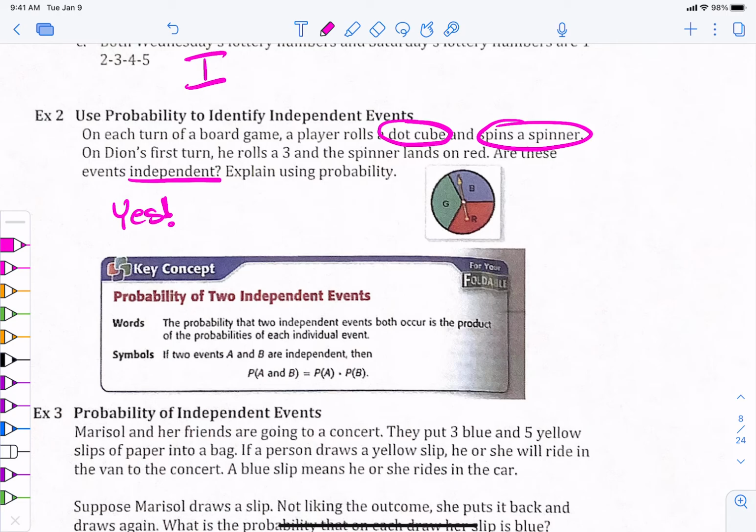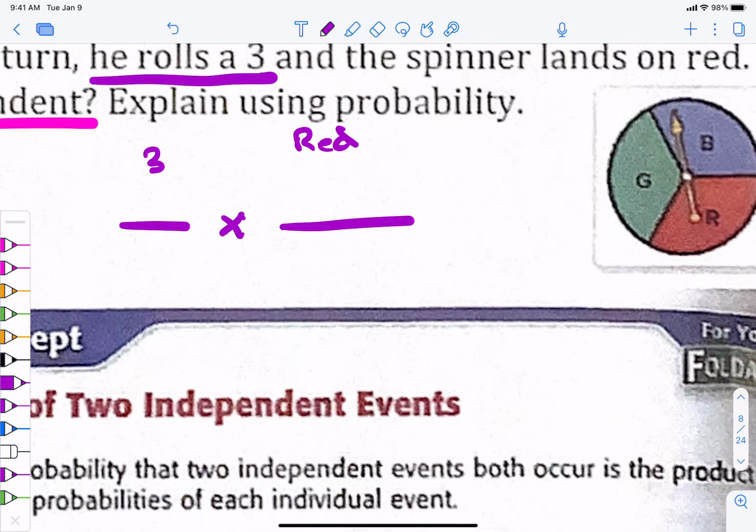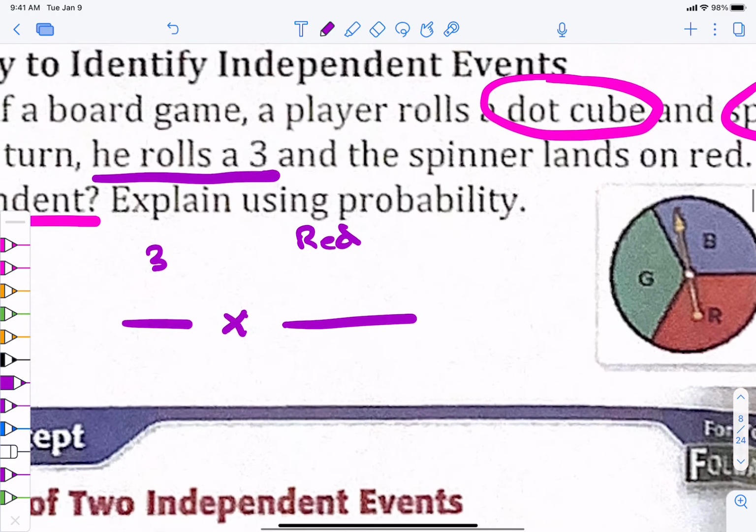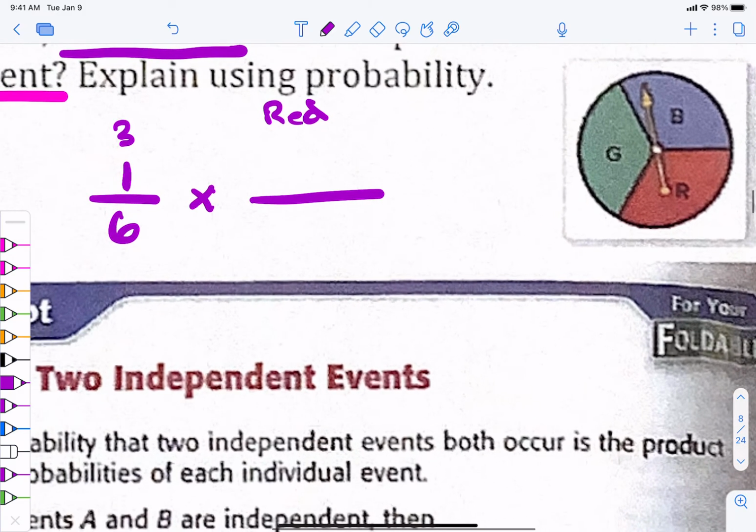So the first thing he wants to do is roll a 3. That's the first thing that we're doing, and then the spinner landing on red. This is how I set it up, and then I can't go wrong. Rolling a 3 and then spinning a red. I know I'm multiplying in between them because I'm doing two things. Rolling a 3, chances of that happening, 1/6. Spinning a red, 1/3. And I multiply the tops and the bottoms.